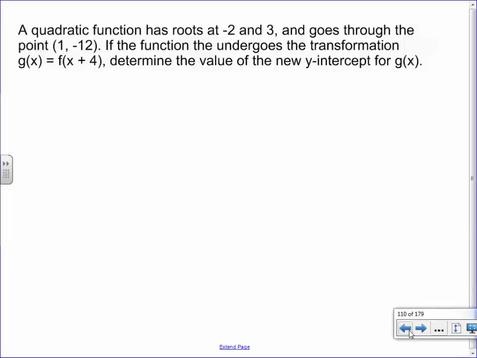We're going to need to write ourselves an equation. We're then going to transform the equation, and then after we're done, we're going to try to figure out what the y-intercept happens to be. So let's take it piece by piece. Let's say I told you that you had a function that has roots of -2 and 3. What does that mean? I'm going to use that to write myself an equation like y equals something if I know the root is -2.